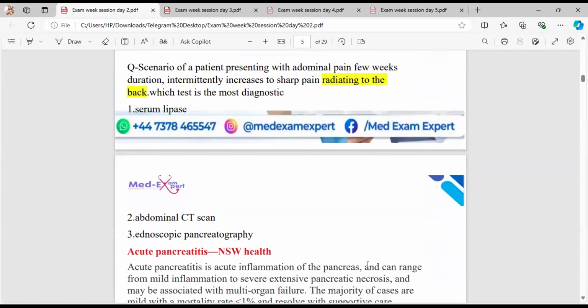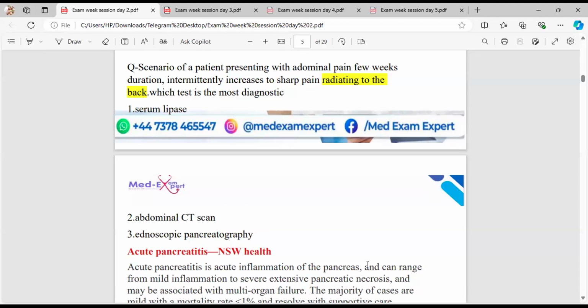Scenario: a patient presenting with abdominal pain of a few weeks' duration, intermittently increasing to sharp pain, radiating towards the back. Which test is the most diagnostic? This is the question which I told you. I already explained this question with the pseudocyst question. This is pancreatitis. Radiating towards the back is the more catching point for pancreatitis.